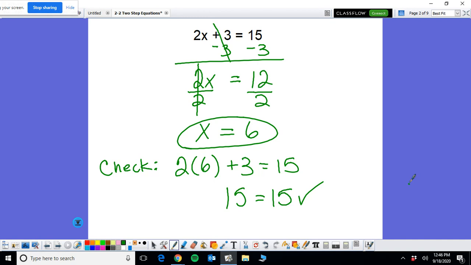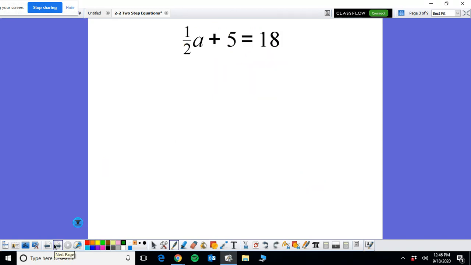So those are the steps. I want to repeat something. We basically work away from the x first, and then we work our way into it towards the end. So let's look at the next example. There's always some twists and turns with all these things.